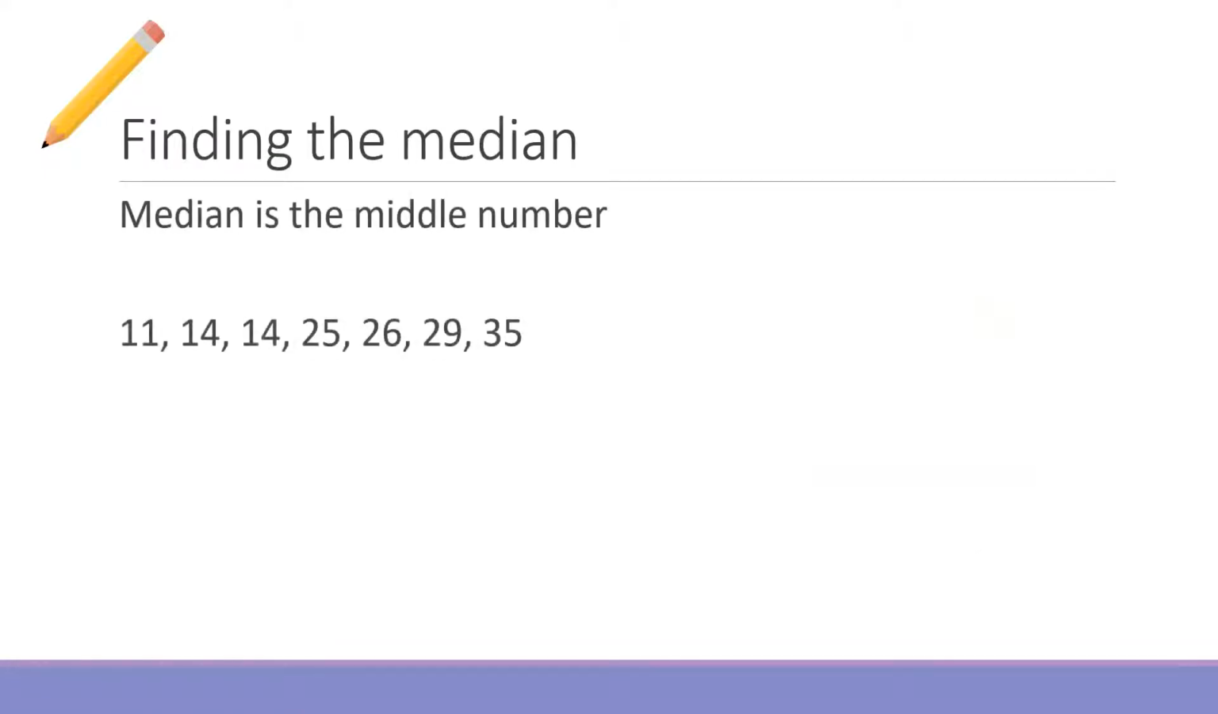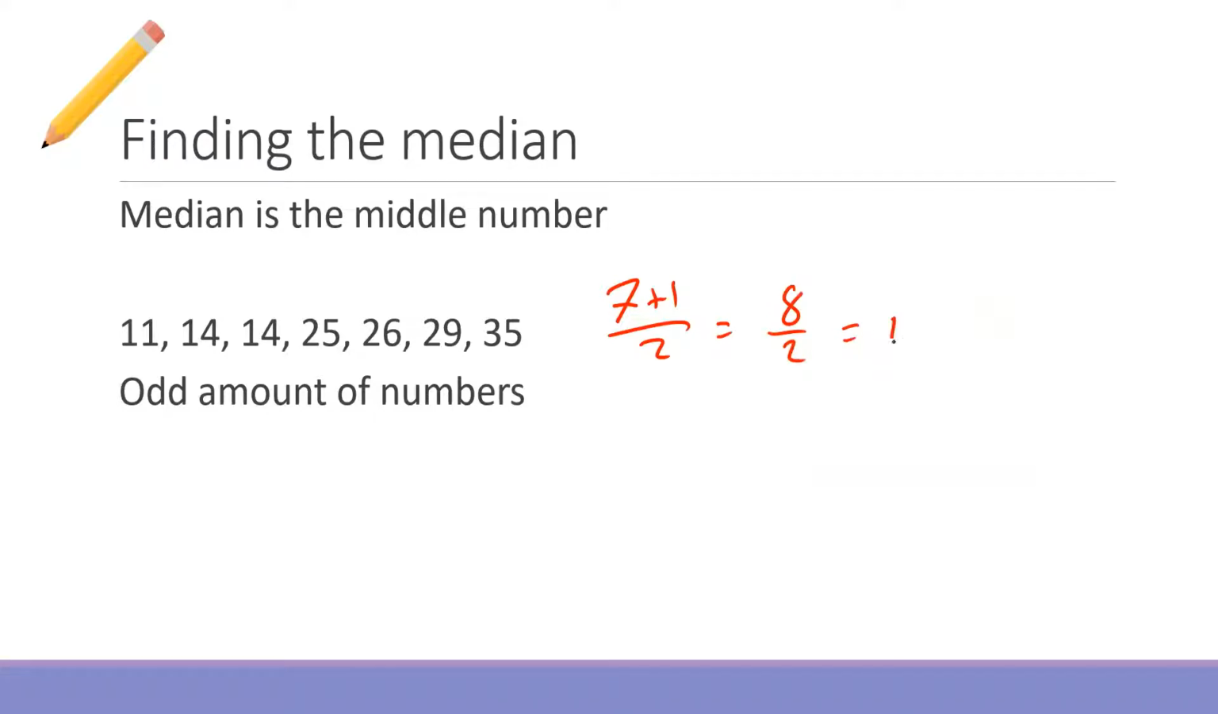The median is the middle number, so if there's an odd amount of numbers, it's quite easy. There are 7 numbers here, so you go 7 plus 1 divided by 2 means 8 divided by 2, which is the 4th number. I always put the TH here, so you remember that it's the 4th number, not that the median is 4, just because you do it like that.